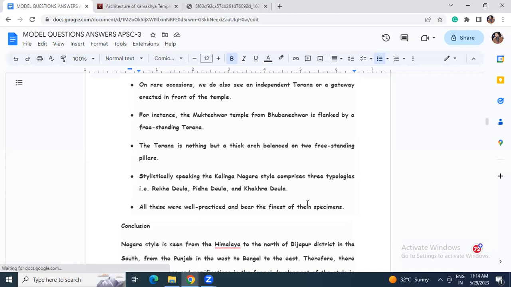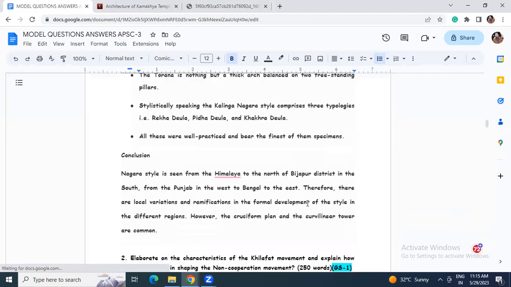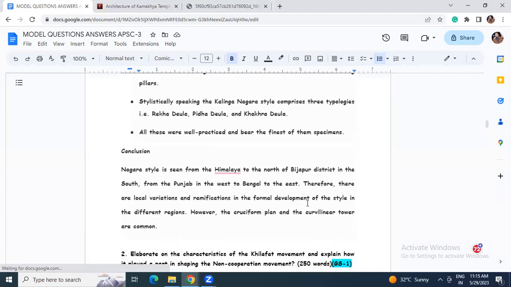Then stylistically speaking, the Kalinga Nagara style comprises three typologies: Rekha Deula, Pidha Deula, and Khakra Deula. Now, all these were well practiced and bear the finest of specimens.